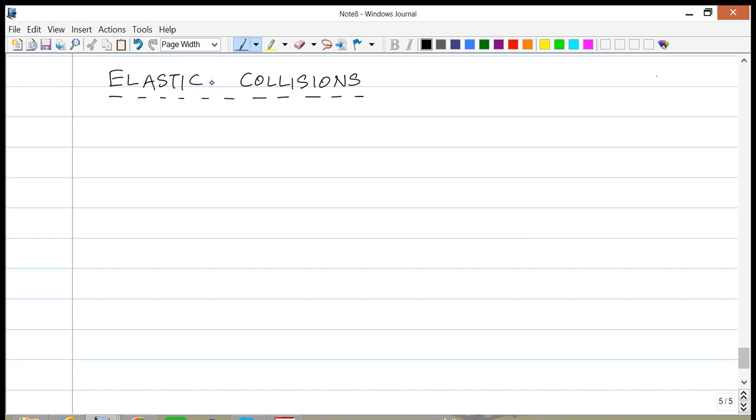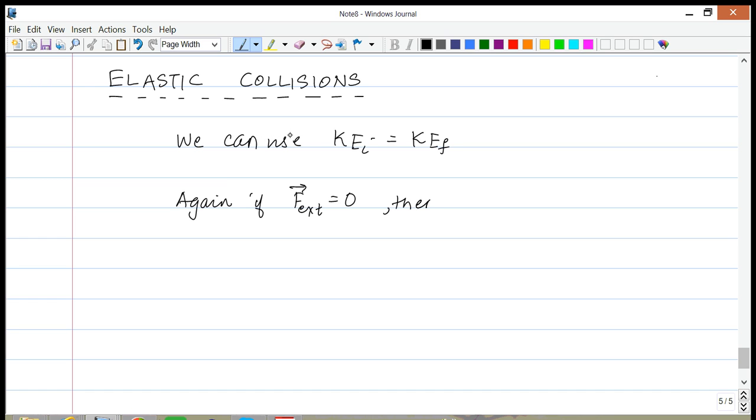Okay, so first of all, if a collision is elastic, we know that we can use KEi equal to KEf. And again, if F external is equal to 0, then we can use Pi also equal to Pf. Okay, so the main thing, what makes it an elastic collision is this fact that the kinetic energies are equal in the beginning and at the end. So make sure you always keep that in mind.